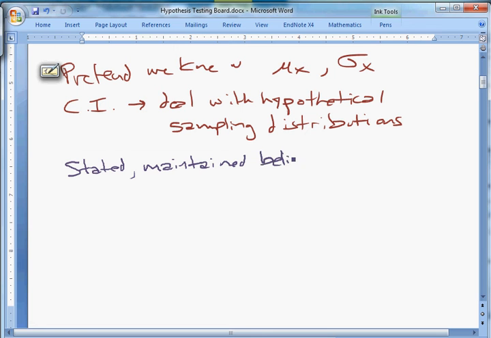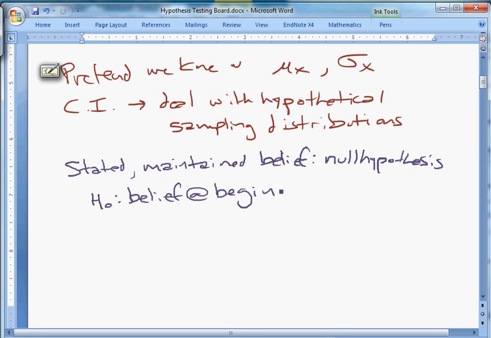Right? That's what this is about. This is about belief. It's a very precise way to deal with belief. This is our stated, maintained belief, which we call our null hypothesis. We denote it H0. So H0 is our belief at the beginning. It's the thing that gets the benefit of the doubt.